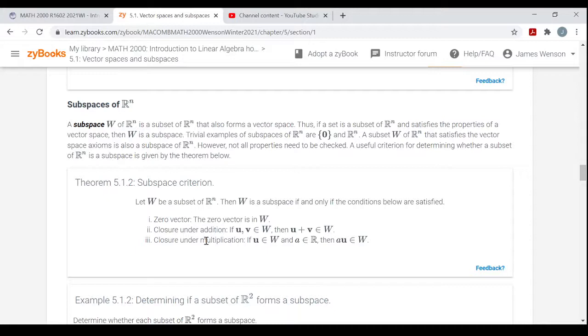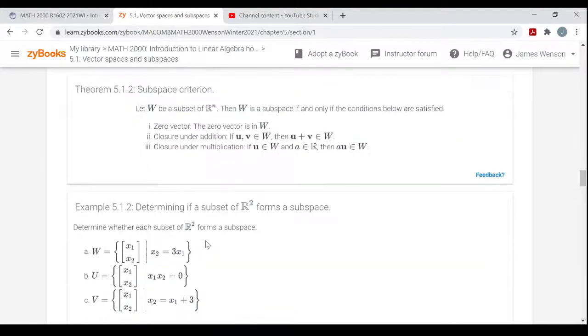All right, so I'm going to go over a couple examples of this, maybe 3. We'll see how long it takes. Well, perfect, 3 examples. So, determining if a subset of R2, all these vectors are going to have 2 components of real numbers, forms a subspace of R2. So determine whether each subset of R2 forms a subspace. I'm going to go to a piece of paper and we'll work with each one of these separately: set W, set U, and set V.